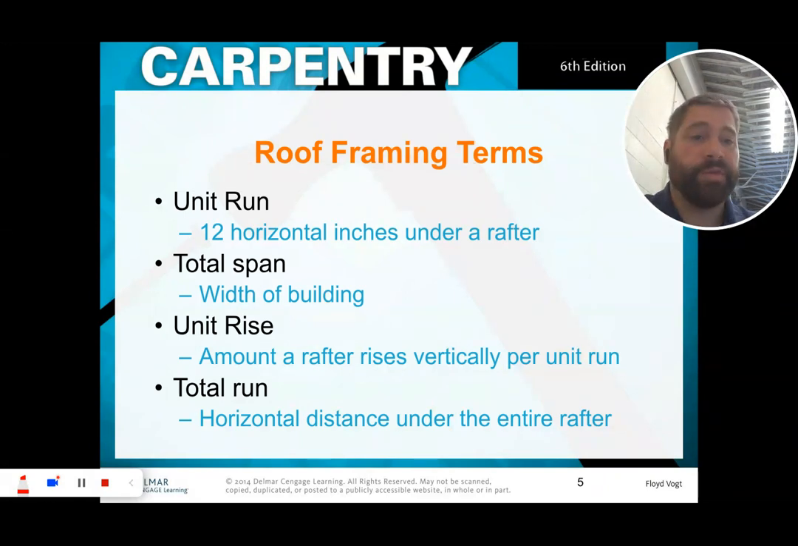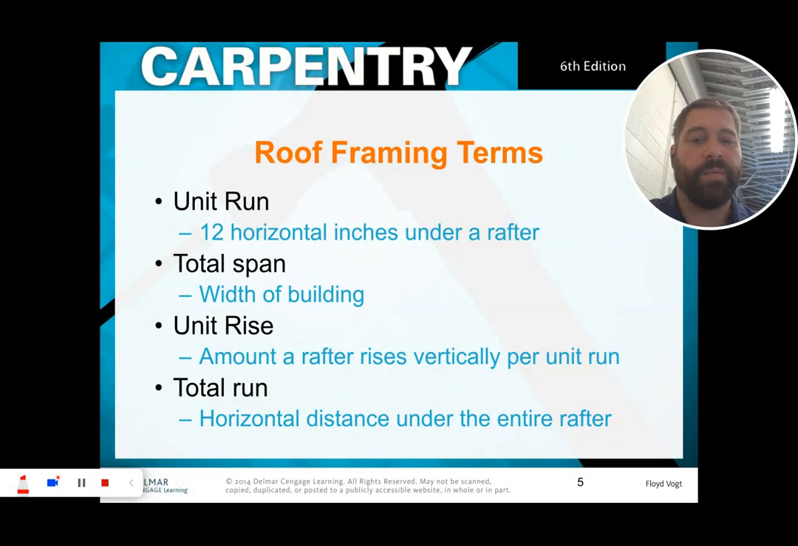Roof framing terms. So we have the unit run. Typically, they're 12 horizontal inches under a rafter. So our roofs are pitched, and pitch is slope, and slope is rise over run. So there's going to be some math involved in this. Lots of fun. The total span is the width of the building. So we're talking about from exterior wall to exterior wall.